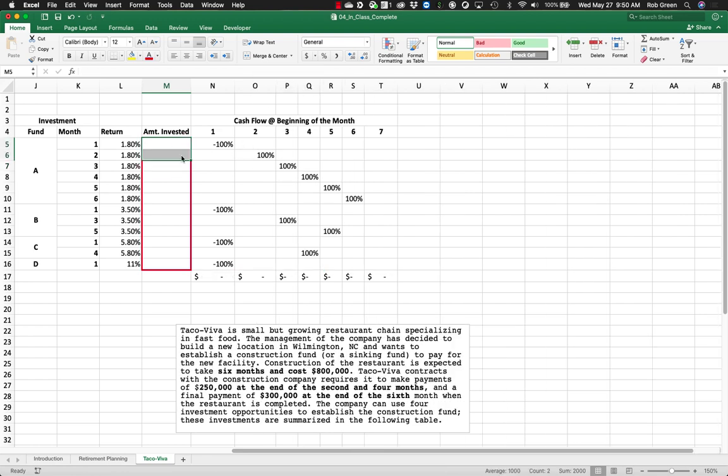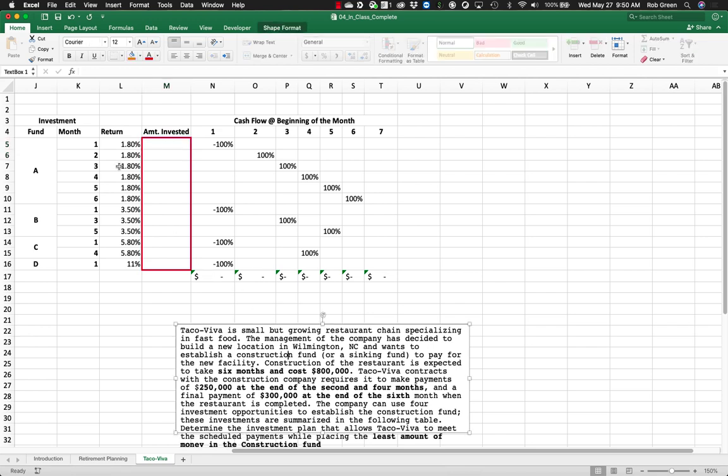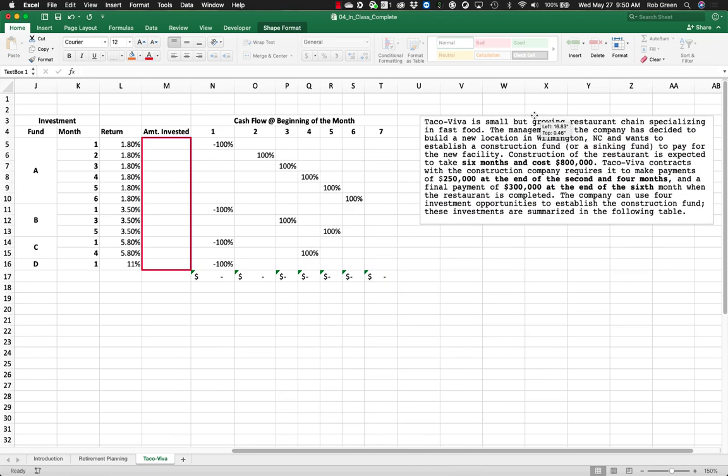Okay? So here is the question. We are going in here. The management of the company requires payments in 4 months and 6 months. So we have some required payments we're going to have to add in here in a second. And you can use these various investments.